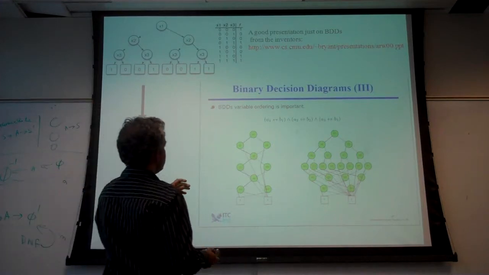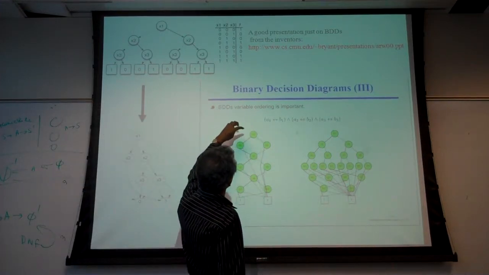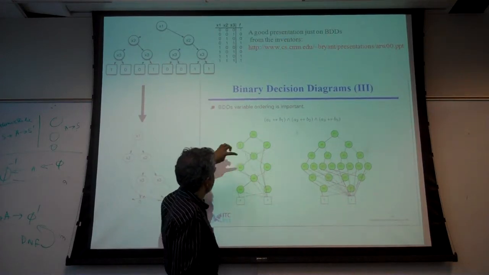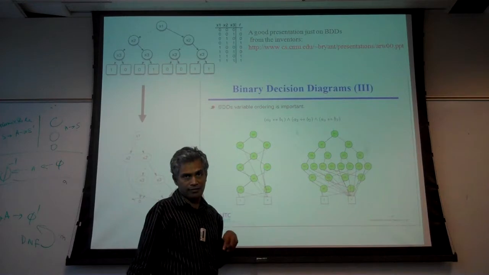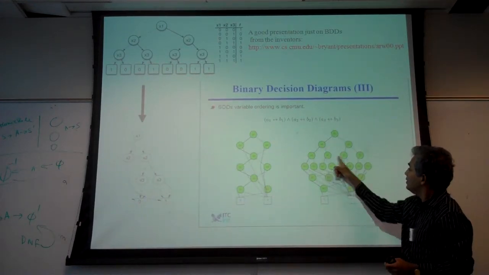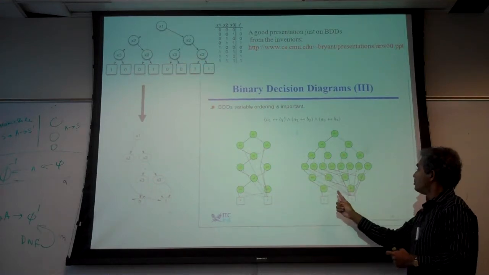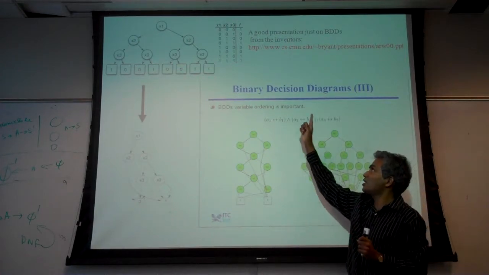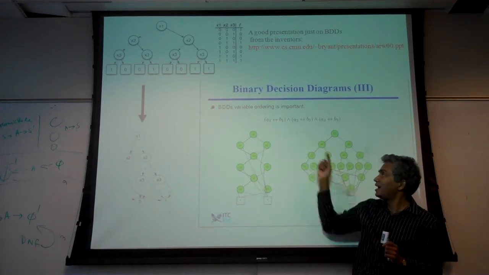However, the difference between these is, notice that this one starts with A1, it asks questions about A1 first, then B1, then A2, then B2, then A3, then B3. Here, it's asking questions on A1 first, then A2, then A3, then B1, then B2, then B3. So the order of questions has changed, and that makes a huge difference. This is sort of like decision trees. Which questions do you ask first? In some sense, what you're seeing here is, as soon as you know A1, you can actually decide on B1.